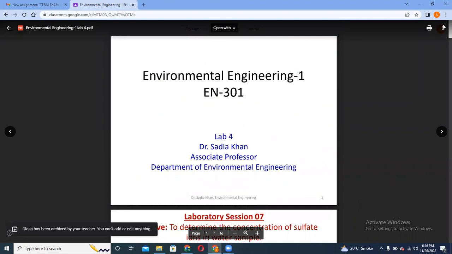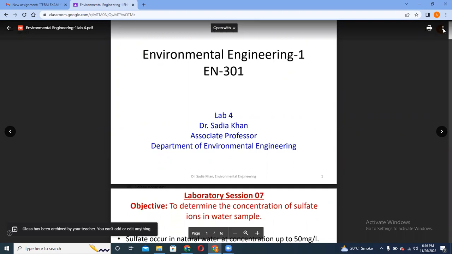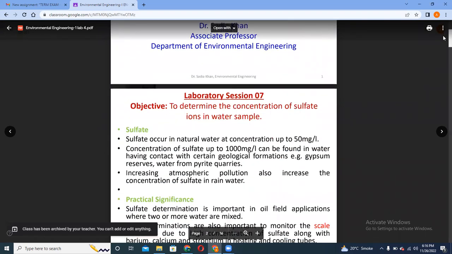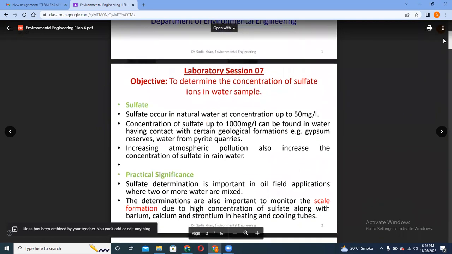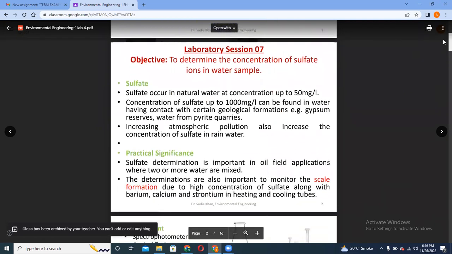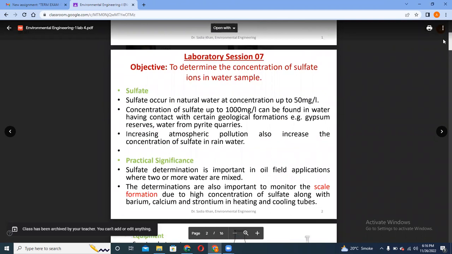So here we have another lab 4 of environmental engineering. The lab is to determine the concentration of sulfate ions in a water sample. First, we will discuss what sulfate is.